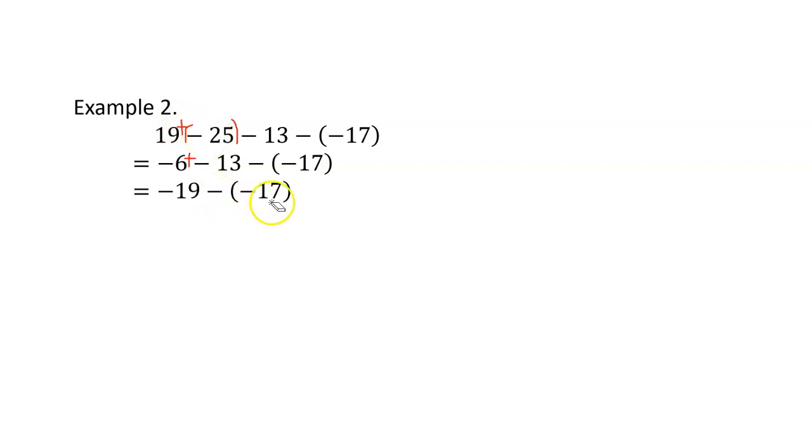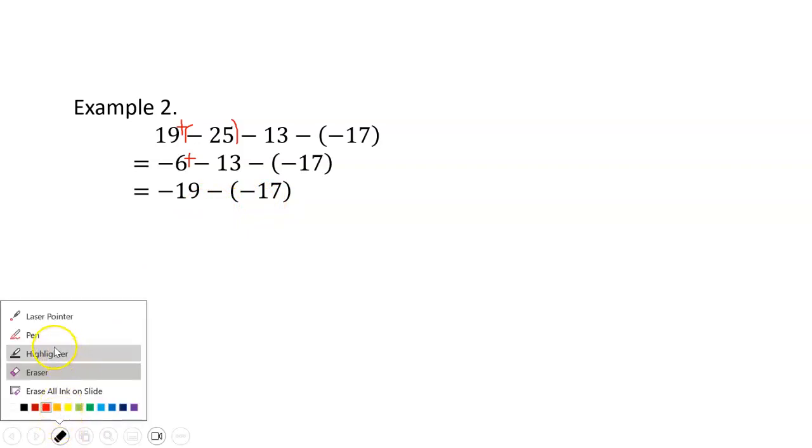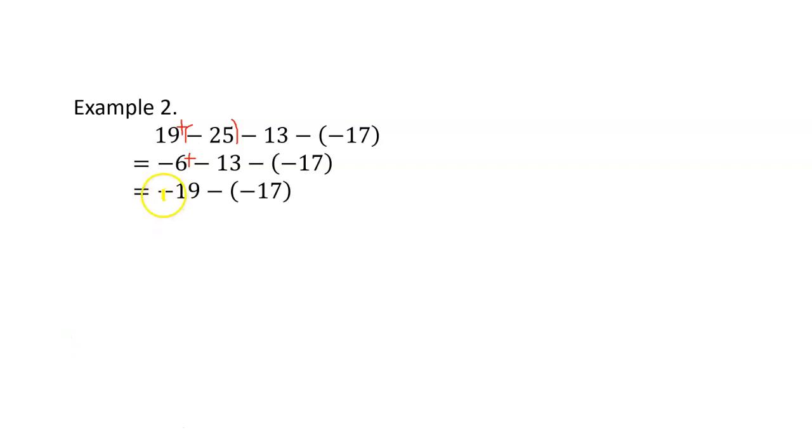But in this case, we can't. So we have to use the rule. If you remember, the rule says keep, change, change. So we're going to keep the first number, -19. We keep it, copy it down. But then we're going to have to change this minus sign to a plus sign. Change. Minus always change it to plus.